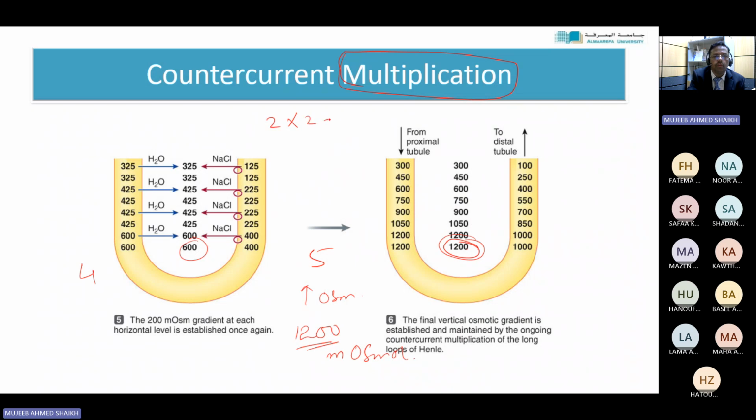2 into 2 is equal to 4. 2 into 2 is equal to 4. That's why multiplication of the osmolarity is happening here. That's why it is called the counter current multiplier system.